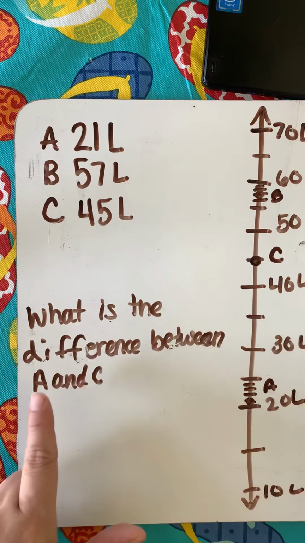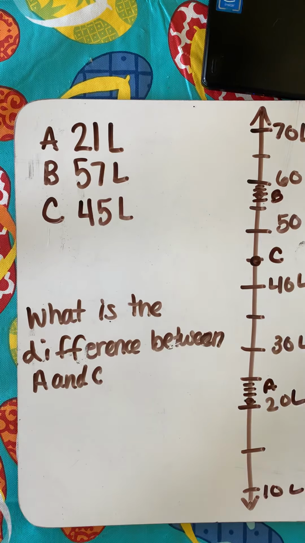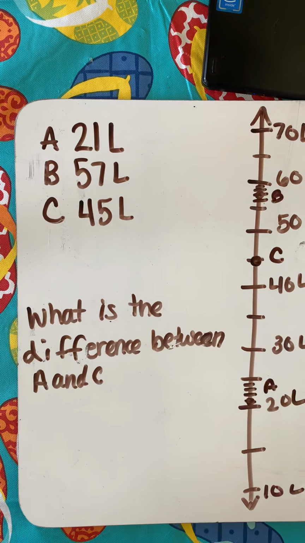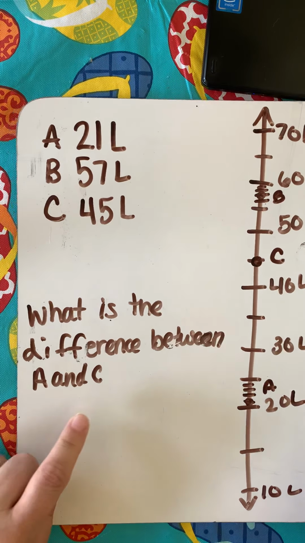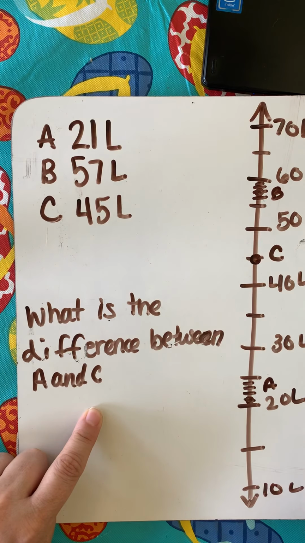It says, what is the difference between A and C? So difference, that means what is the difference between their weight? We're trying to find how they are different. We don't use addition, we're not making things greater, we're not trying to find the total, we're not doing multiplication, we're doing difference, and difference is subtraction. So I want to know the difference between A and C.